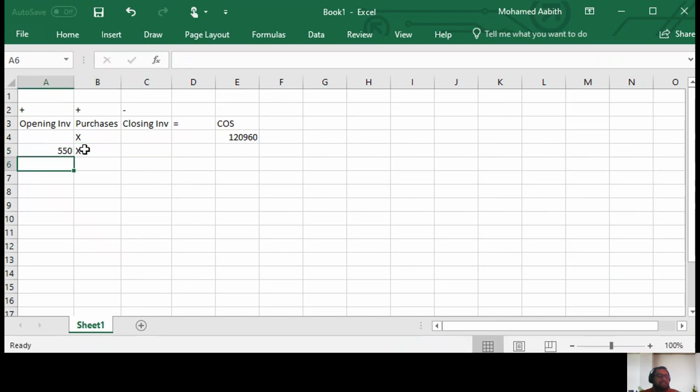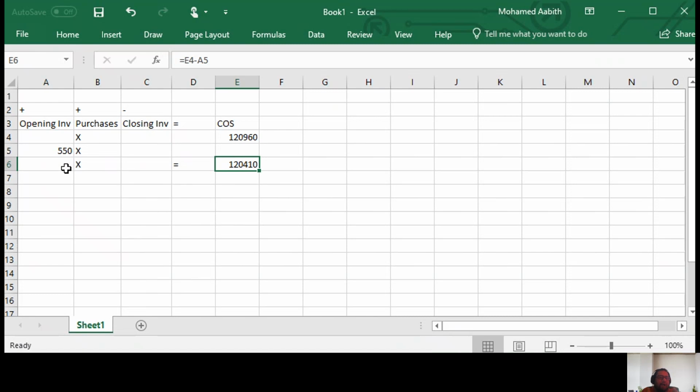So X plus 550 is 120,960. What is the X? X is going to be equal to this minus that. The answer is going to be 120,410. So this is how I come to that answer.